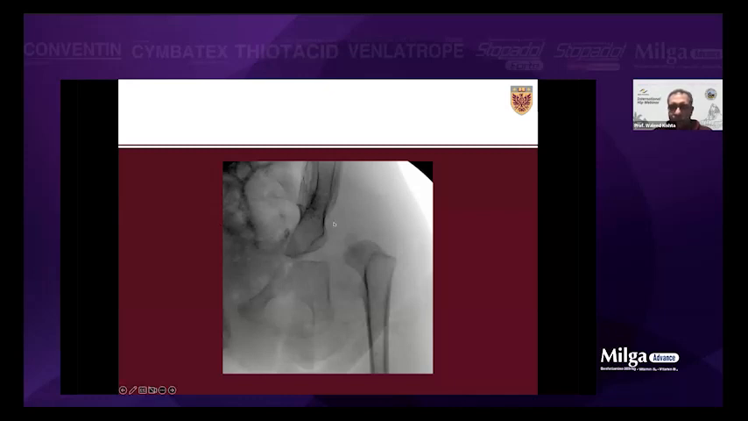Then we open the skin, and what structure are you guys looking for after you open the skin? Lateral cutaneous nerve, fascia, lateral cutaneous nerve.